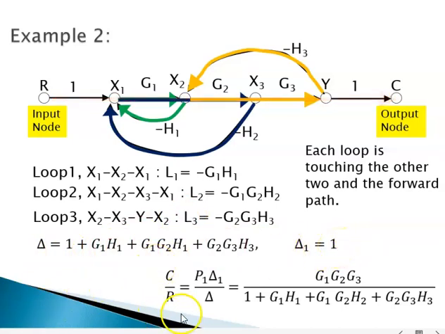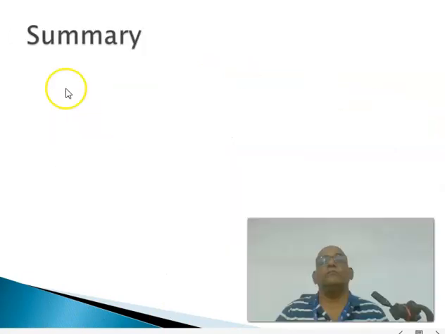So your C by R is P1 delta 1 by delta, which is given over here. You can see how simply we could find this transfer function. If we were to do by block diagram reduction, it would take tons of more time than this.